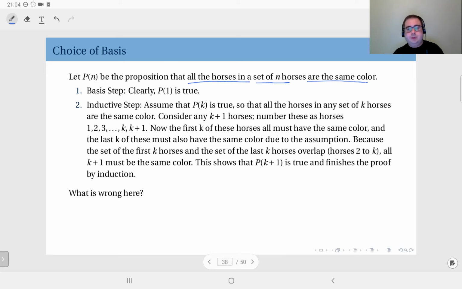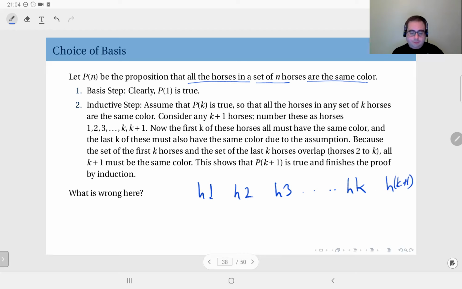Now, what does P of k being true entail? All the horses in any set of k horses are the same color. So you have horse number 1, horse number 2, horse number 3, let's say, up to horse number k. Based on our assumption, they have the same color. Consider any k plus 1 horses. Now, of course, label them from 1 to k plus 1.